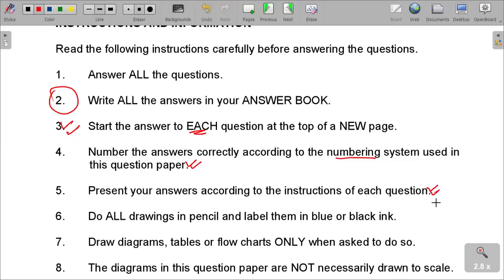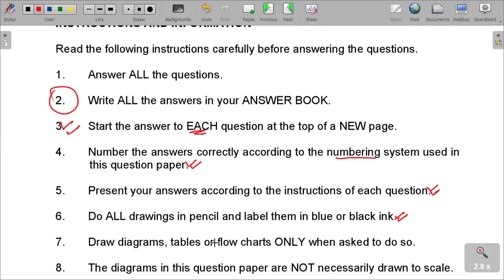That is very important again when you are going to write your end of year examinations. Each question has got its own instructions, and please note that you follow the instructions that are given per question. Do all drawings in pencil and label them in blue or black ink. This is very important. Again, we don't draw in ink, but we draw in pencil. Then we can label with blue or black ink.